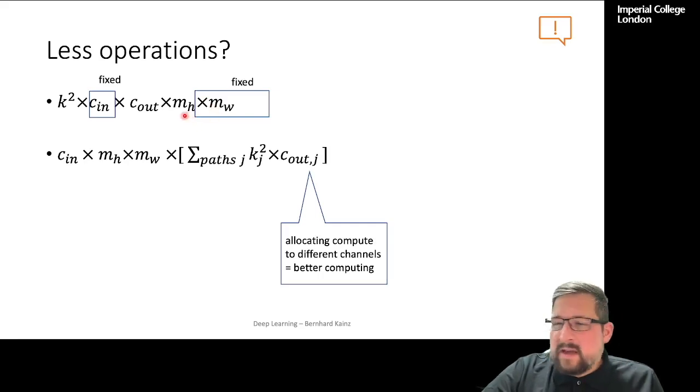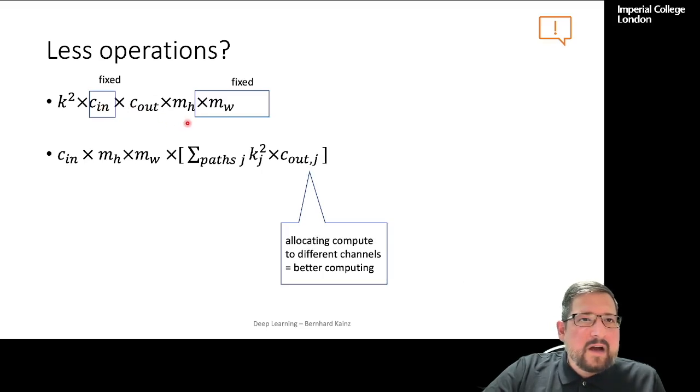And notice these are fixed, right? So this would need to move over a little bit. So this is also fixed. These two are fixed sizes, and so the total computational cost then becomes basically c_in times m_h times m_w multiplied by a sum over the different paths, each with its own kernel parameters.